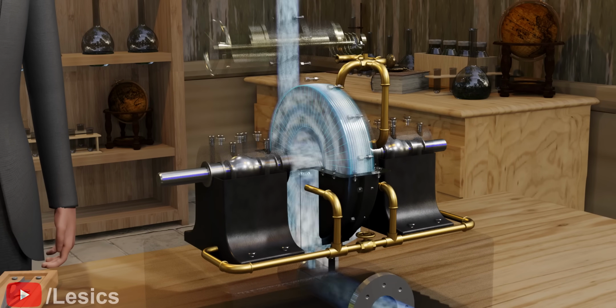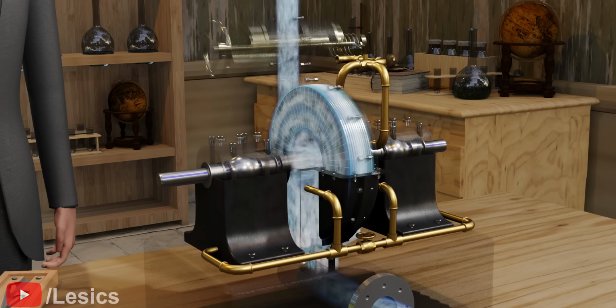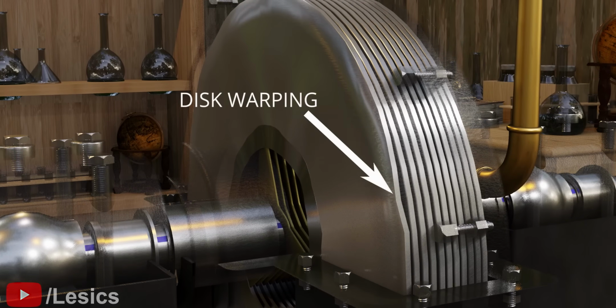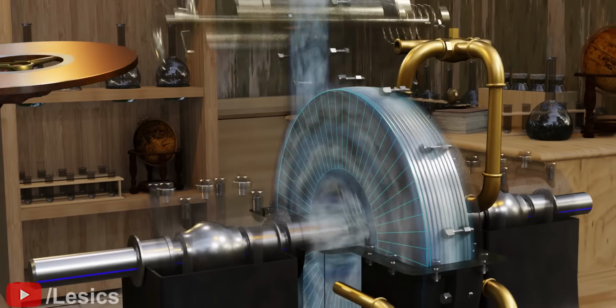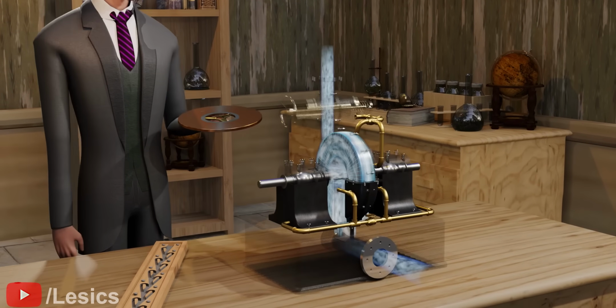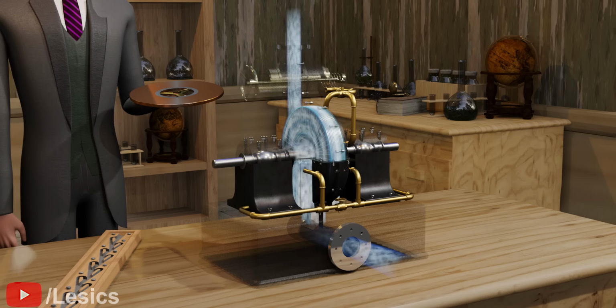Nikola Tesla never thought that this turbine would produce such a high RPM, and the disk strength was not sufficient enough to withstand the huge centrifugal force produced in the material, resulting in material expansion and disk failure by warping. Nikola Tesla could not find any material to withstand such a high RPM at that time. Eventually, he had to reduce the RPM to less than 10,000 to save the disks from mechanical failure.